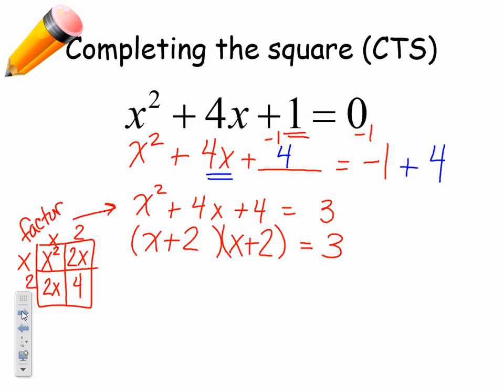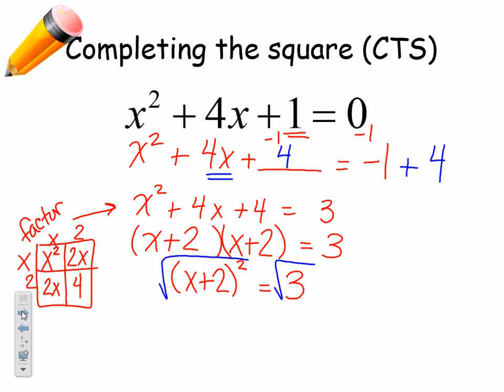Now, since I have x plus 2 times x plus 2, a short way of writing that is just saying x plus 2, it's really being multiplied by himself. It's squared. And by doing that, I now have a way that I can free up that x so I can solve. I can now take this and square root it.